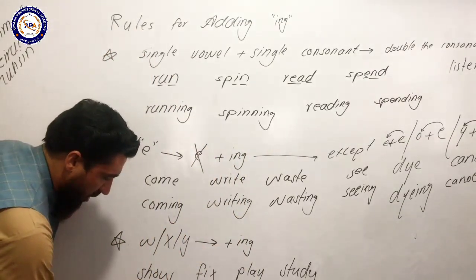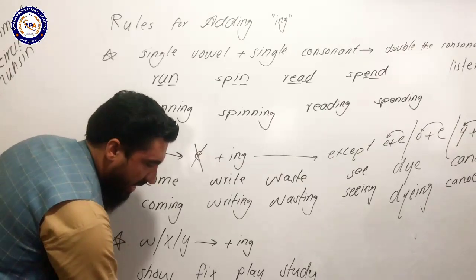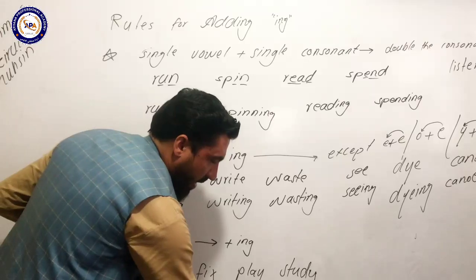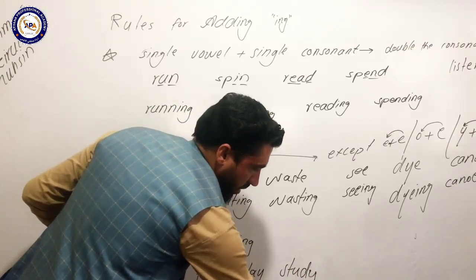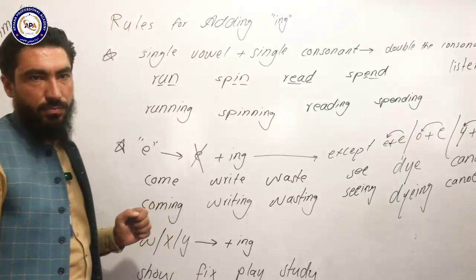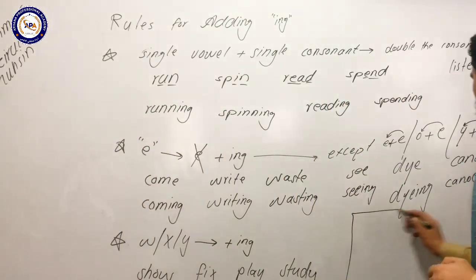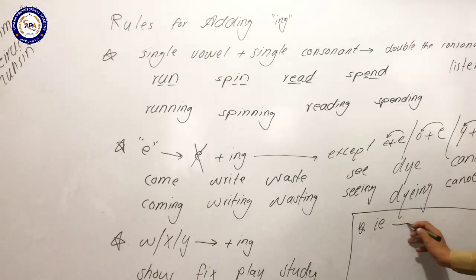So the ing form is showing, fixing, do not double X, playing, do not change Y into I, and here also in study, without any change.